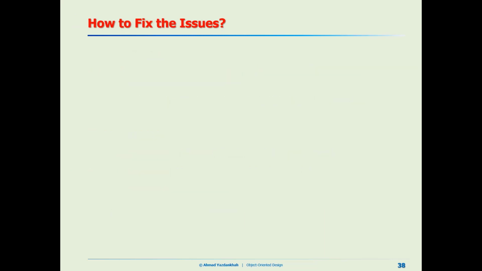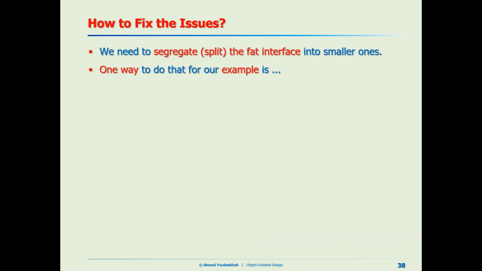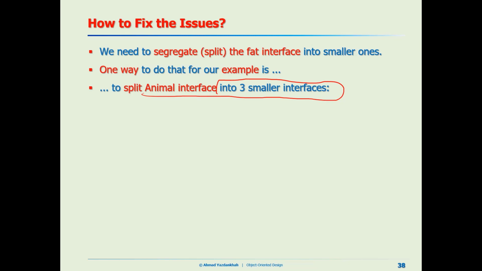Okay, so now we are asking this question: how can we fix this? Based on this principle, we need to segregate the fat interface into smaller ones. It means that we should split that big interface into some smaller ones. So, for example, this is one way that I suggest here. We split the animal interface into three smaller interfaces. One is called walkable animal, the other one is flyable animal, and the third one is a regular animal.